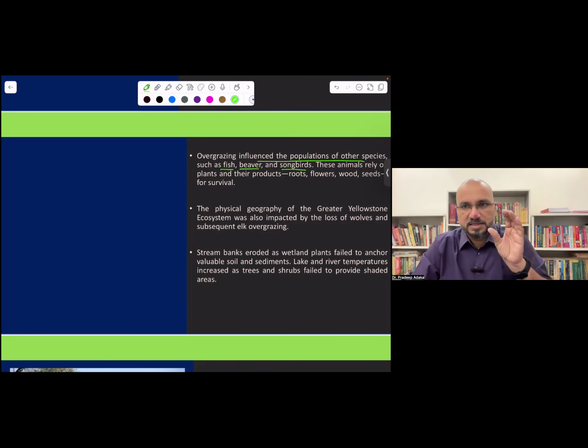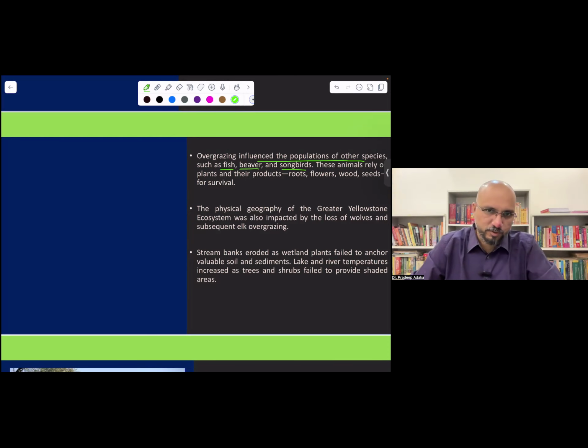So these are small birds. They belong to, if I'm pronouncing it correctly, passerine. Passerine, these are small perching birds. Your Passer domesticus, the sparrow, belongs to the passerine group. So these are small birds which have a syrinx, a special vocal organ by which they can produce unique sounds, singing birds. That is why they are called songbirds. All these animals, beavers, fishes, they depend on the plants and their products, their roots, flowers, seeds for their survival.